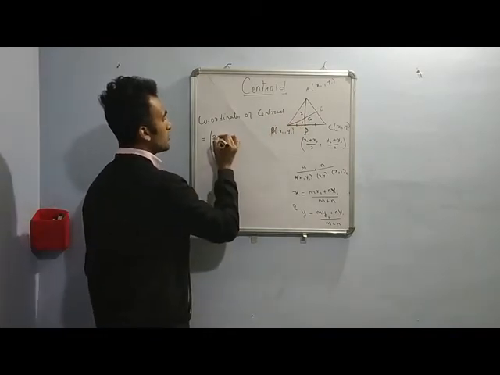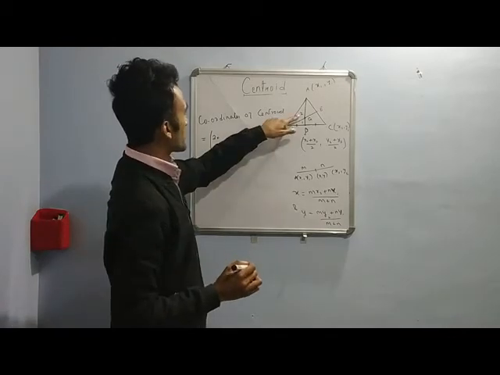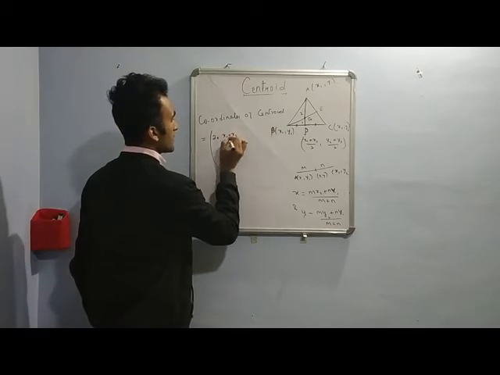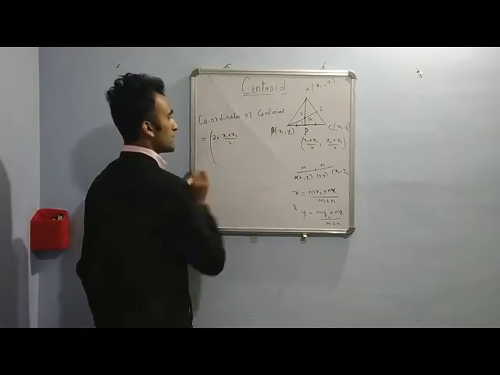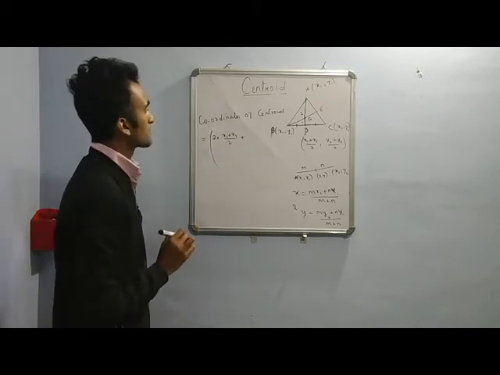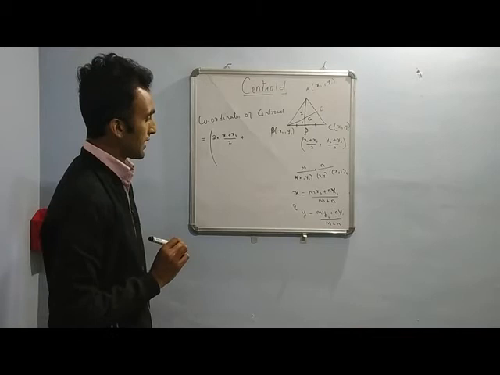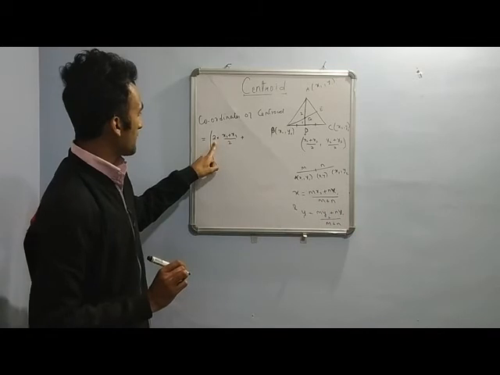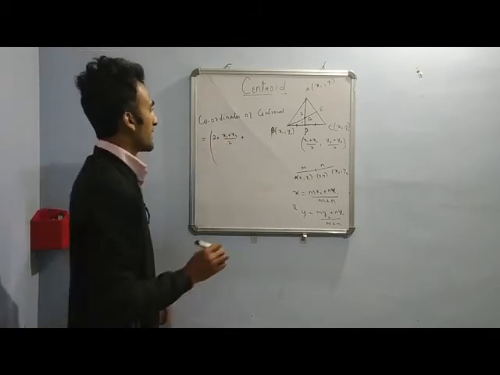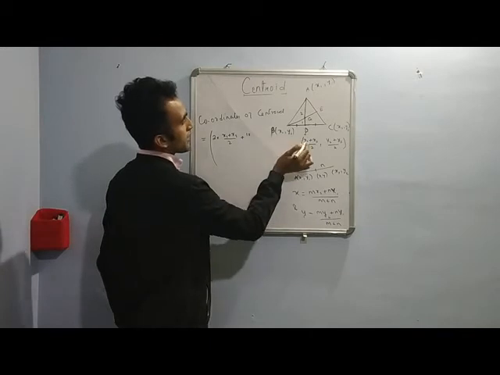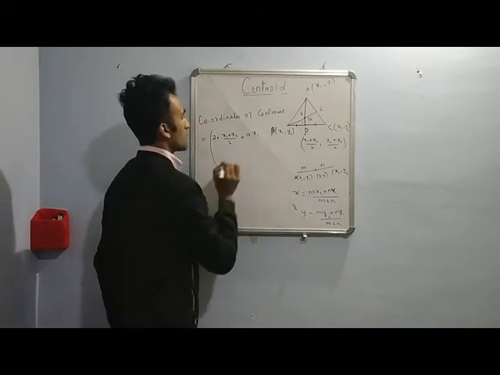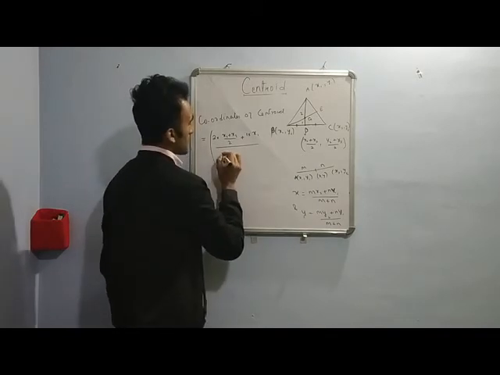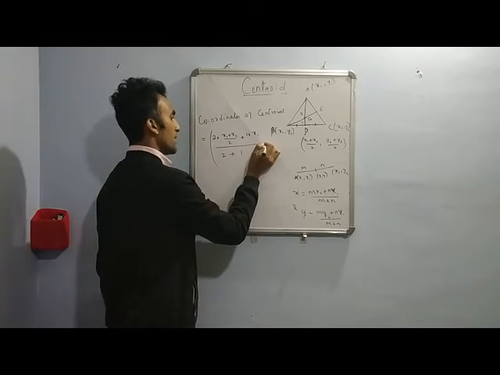2 into, what is it? This one, no? 2 into x2 plus x3 divided by 2, plus, section formula: mx2 plus nx1 divided by m plus n. This is mx2 plus nx1. n is 1, x1. Let me take here also x1 only. Divided by m plus n. What is my m plus n? m plus n is 2 plus 1.